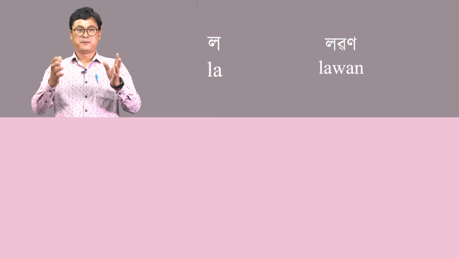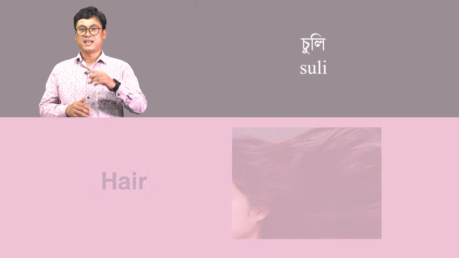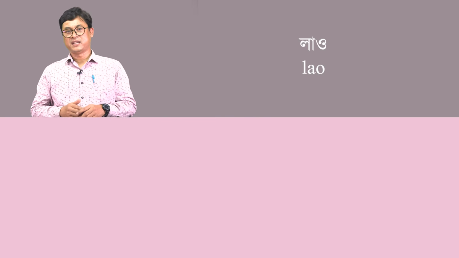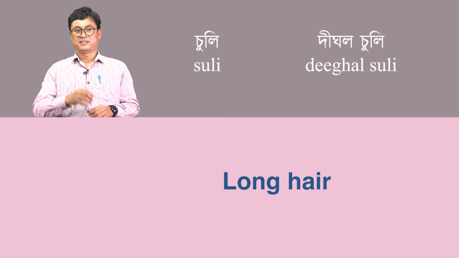Lo. Lo for Lobon, that means salt. Suli means hair, and Lau, that means bottle gourd. Let's make one phrase using the word Suli, Dighol Suli, which means long hair.